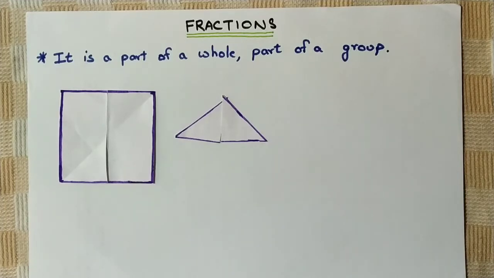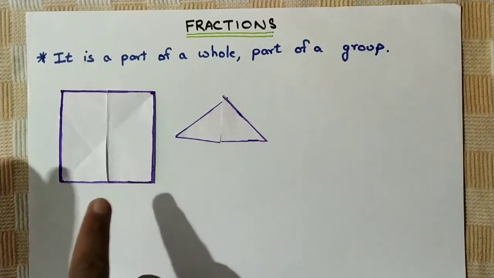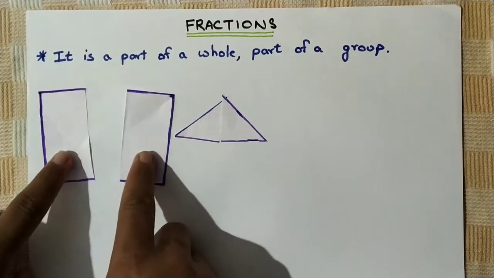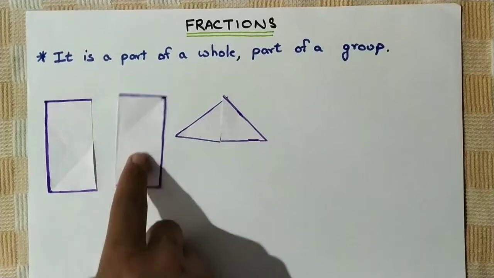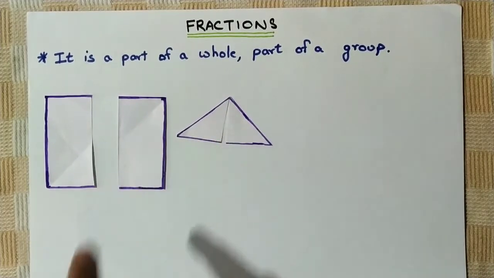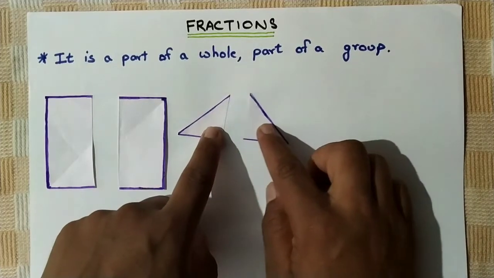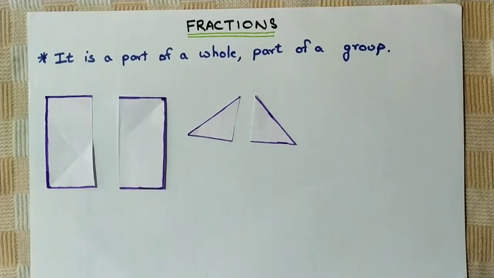Fractions can also be defined as when something is divided equally. When it is divided equally, it is known as a fraction. For example, here is a square, and if this square is divided equally, these are known as fractions of the square. And over here there is a triangle, and when this triangle is divided into two equal parts, these are known as fractions.